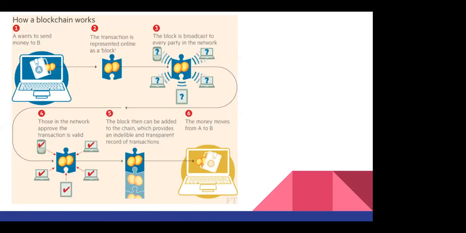This is just reiterating that. So this is a blockchain that's being implemented with currency as the central type of data that's being transmitted. So person A wants to send money to person B. This transaction is represented online as a block. The block is broadcast to every party in the network.